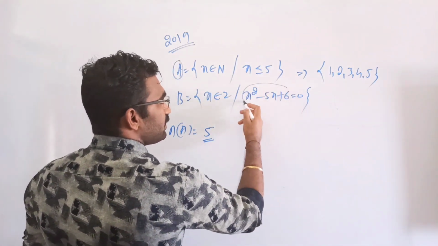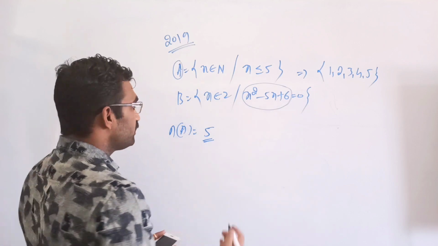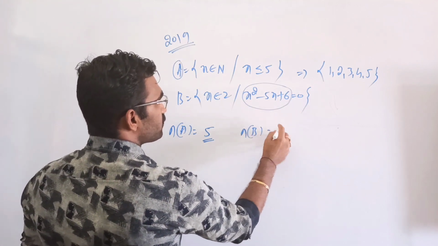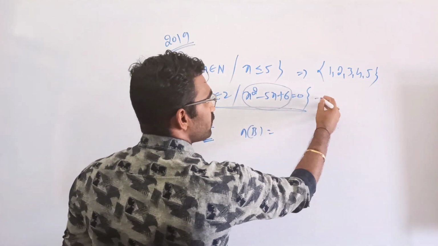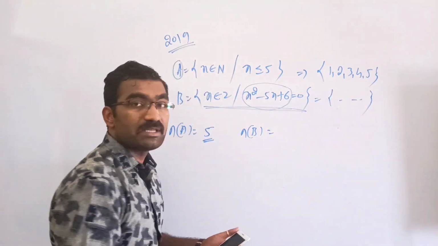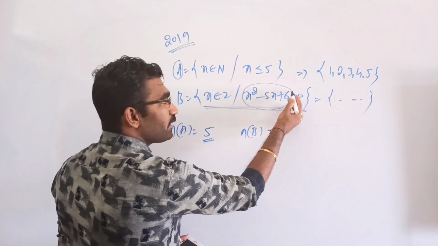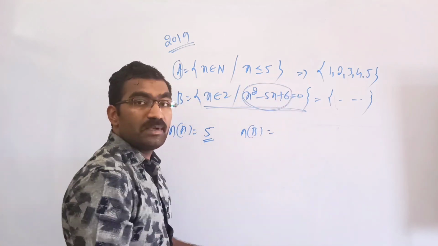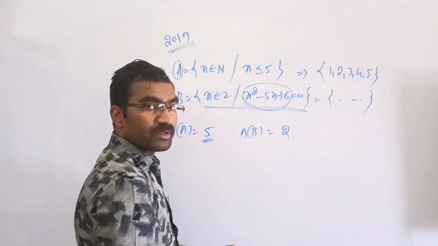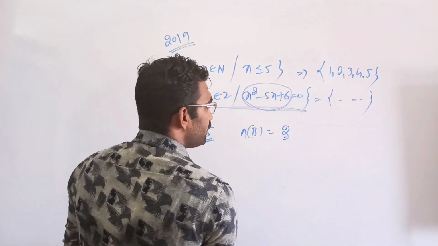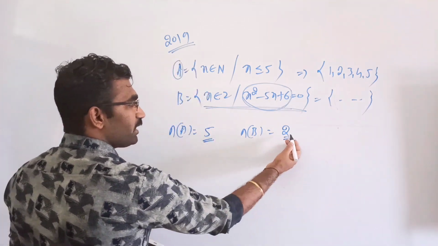If you see here, this is a quadratic equation, right? So don't sit on solving it and finding the elements present in the set B, which is a waste of time. For a quadratic equation we know we always get 2 solutions, which means there are 2 elements present in the set. Therefore we can see here 5 and 2.